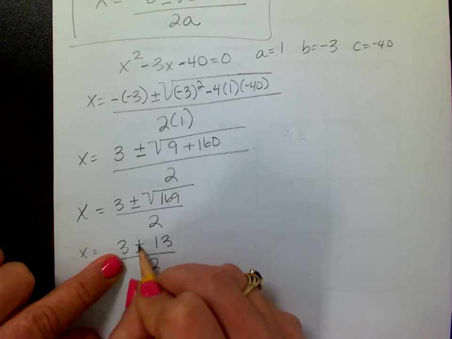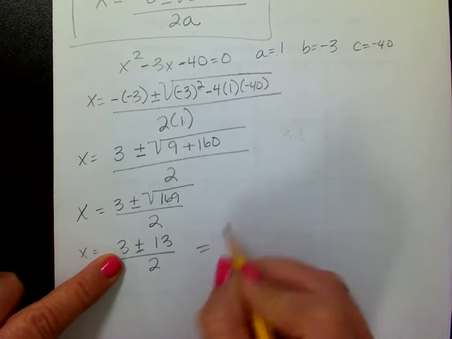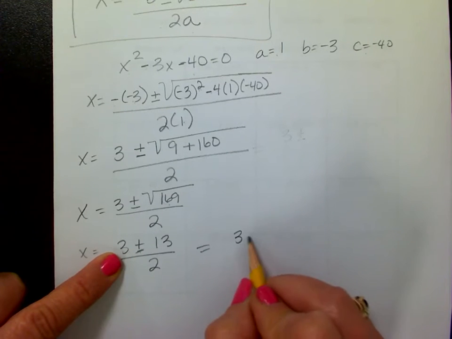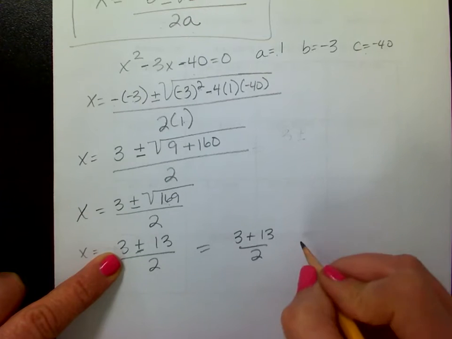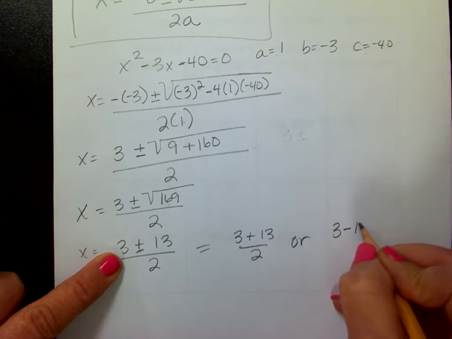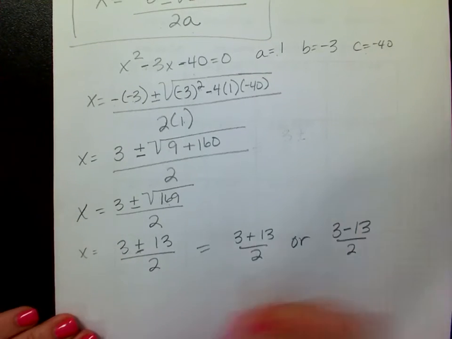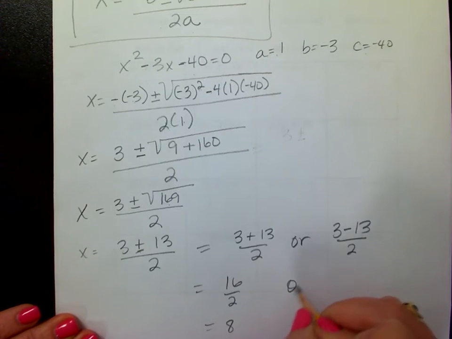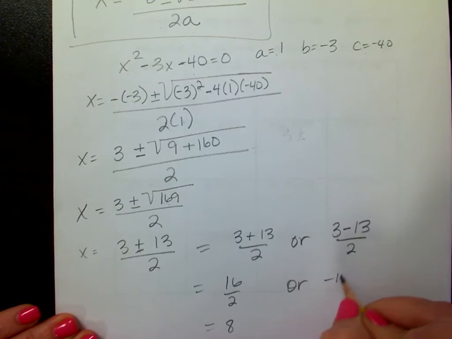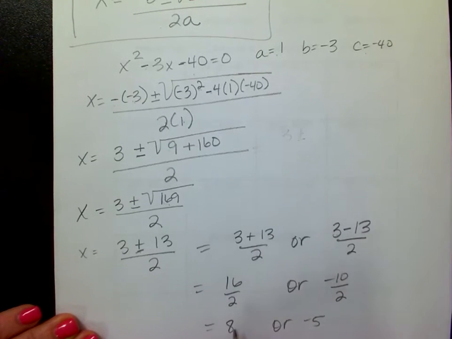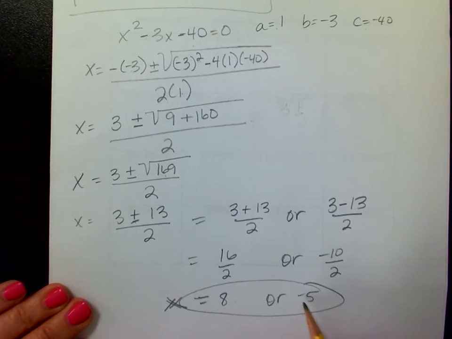Now here's where this plus or minus is going to change, split into two equations. So you can have 3 plus 13 divided by 2, or 3 minus 13 divided by 2. So you have 3 plus 13 is 16 divided by 2, which is 8. Or 3 minus 13 is a negative 10 divided by 2, which is a negative 5. So our two zeros, x, is going to be 8 or a negative 5.